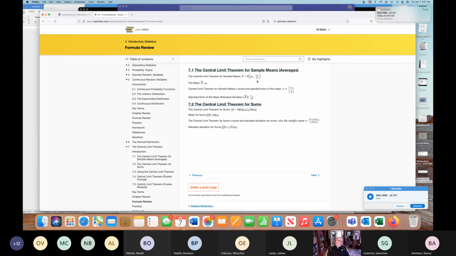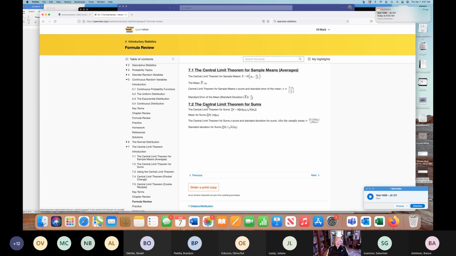Do you have to memorize the formulas? No. Do you have to read it and understand it enough so that when you look at this, you can recall what it is? Absolutely. Does that help you? Yeah.